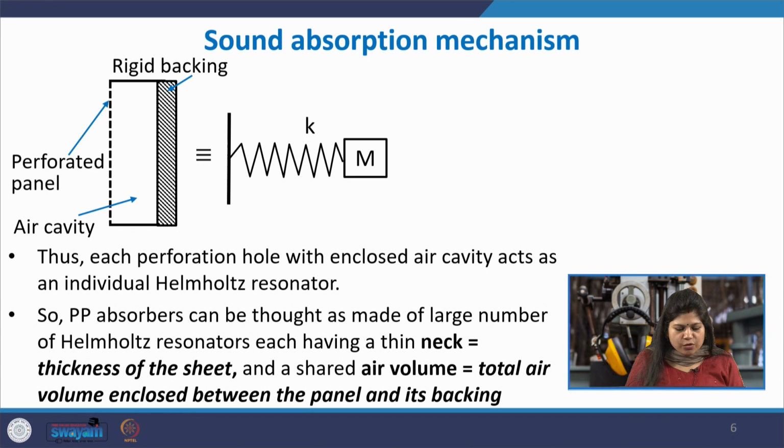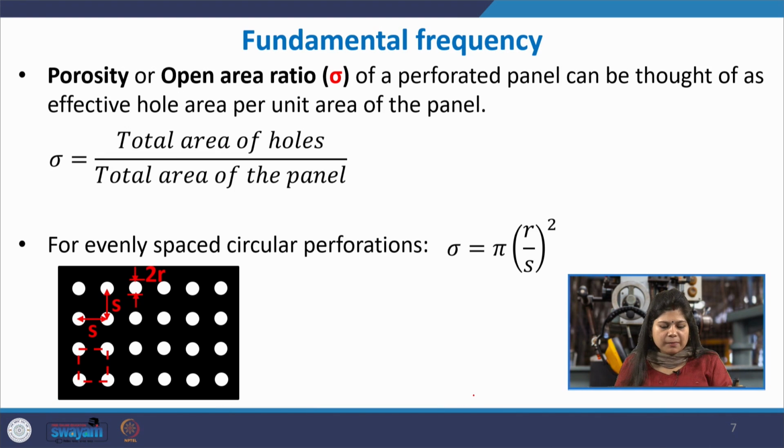So, here because now it is acting as a Helmholtz resonator, it can be thought of as made of a large number of Helmholtz resonators, and here the neck is what? It is the thickness of the sheet. Okay. This thing here is your neck for the Helmholtz resonator, and the air volume is the volume of the air which is being enclosed with a rigid backing. So, let us derive, because the SSE response depends a lot on the fundamental frequencies.